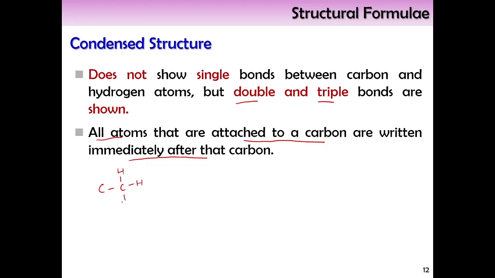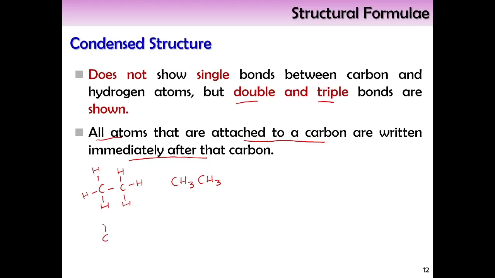CH3, CH3. So if I want to draw a condensed structure, I will draw like this: CH3, and because this carbon appears next to this carbon, immediately after this carbon, so CH3, CH3. So it means that the atoms attached to this carbon are written immediately after that carbon. It doesn't matter, it can also be Cl.